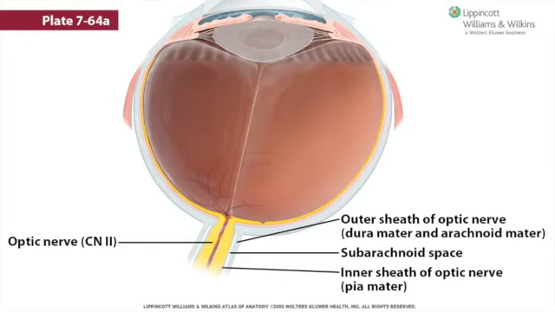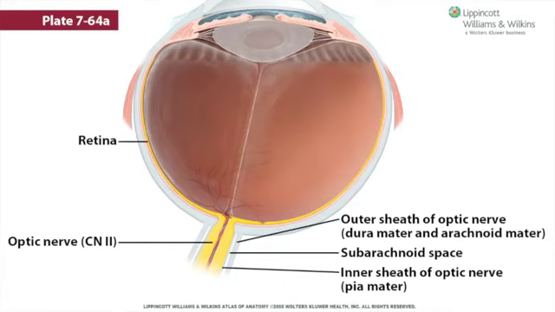They are surrounded by extensions of the cranial meninges, the dura mater, arachnoid mater, and pia mater, and there is cerebrospinal fluid in the subarachnoid space surrounding the nerve, just as there is in the brain. The meninges extend to the eyeball. The cell bodies of the optic nerves are located in the retina, which is the innermost layer of the eyeball.